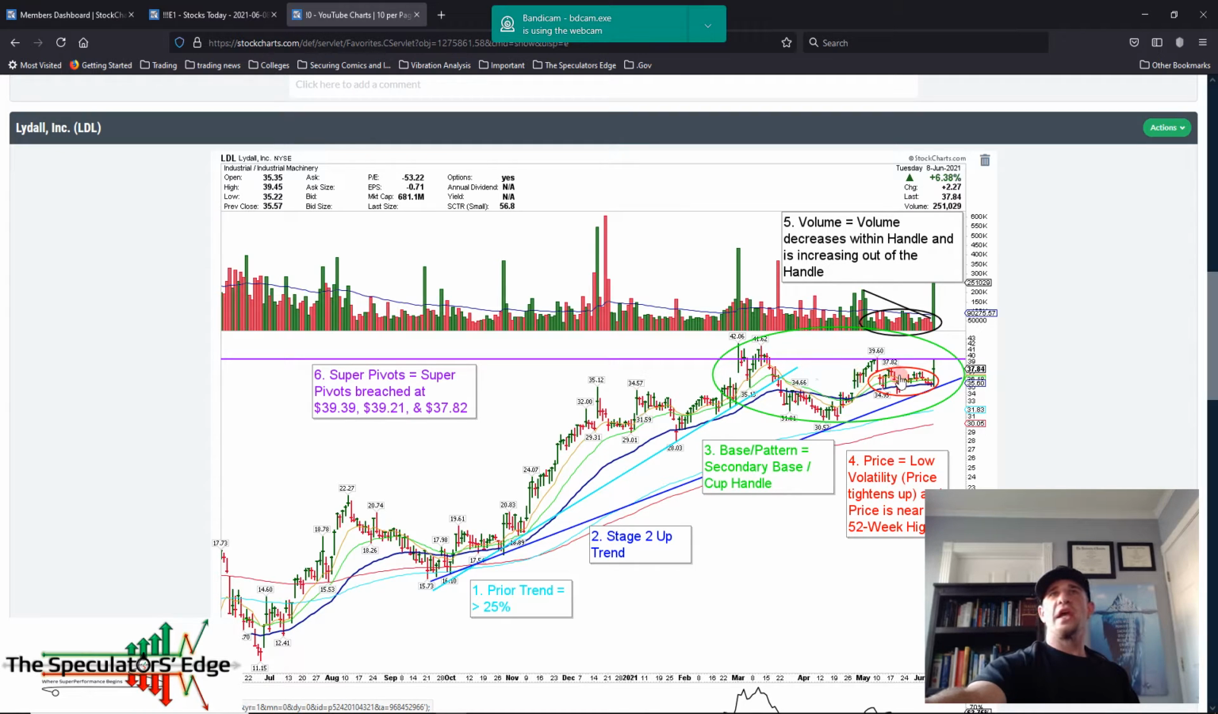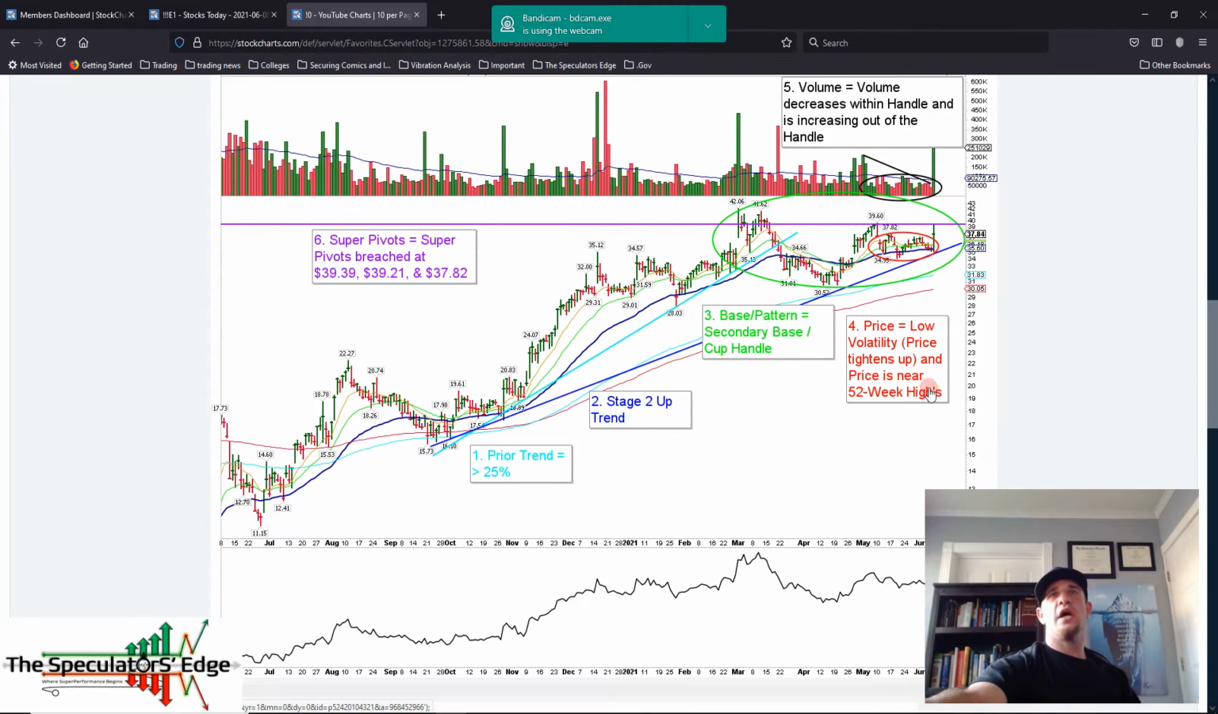Lidl, same thing here. It held one of the super pivots at $37.82. It didn't crack the $39.60 super pivot, but maybe tomorrow it might. Don't know, not for sure. But we did have huge demand, or large demand, coming in, and it did hold that super pivot within the handle there of the cup and handle pattern right here. So that's good to see. That's what we want to see.